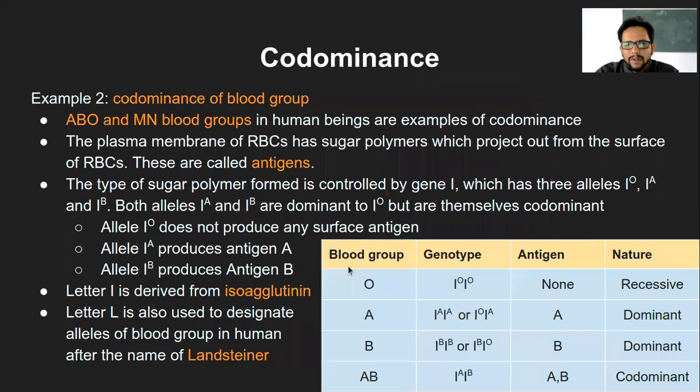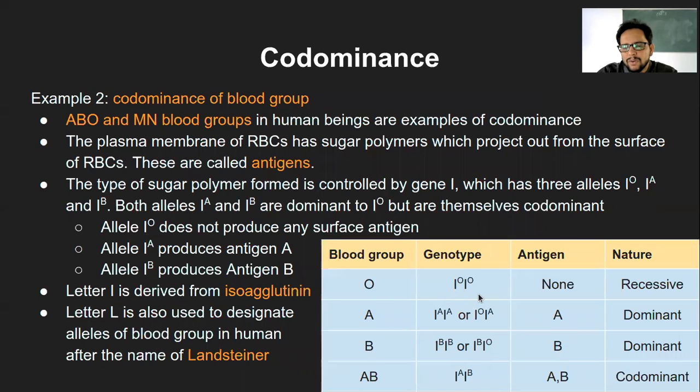Then we also looked at a quick example of blood group, and we know now there are 4 blood groups. O means there is no antigen. A blood group will have A antigen. B blood group will have B antigen, and AB will have both the antigens.